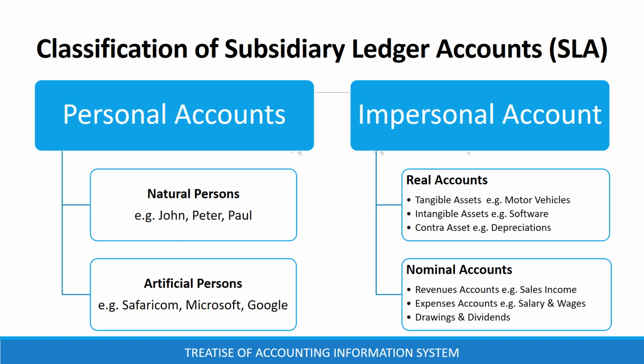Real accounts are accounts for properties, equipment, and items. They comprise of tangible assets such as motor vehicles, intangible assets such as computer software, and contra asset accounts such as provision for depreciation account. Nominal accounts are accounts that affect profit and loss of an entity. They comprise of revenues accounts, expenses accounts, drawings, and dividends.